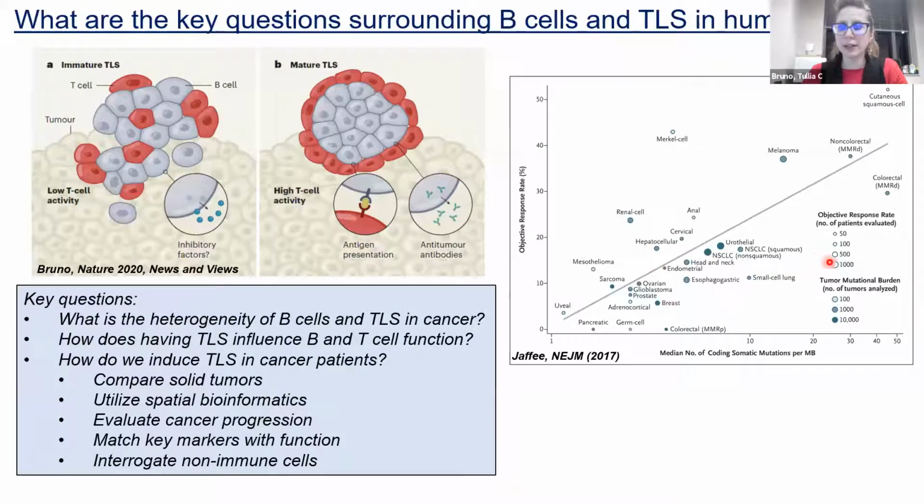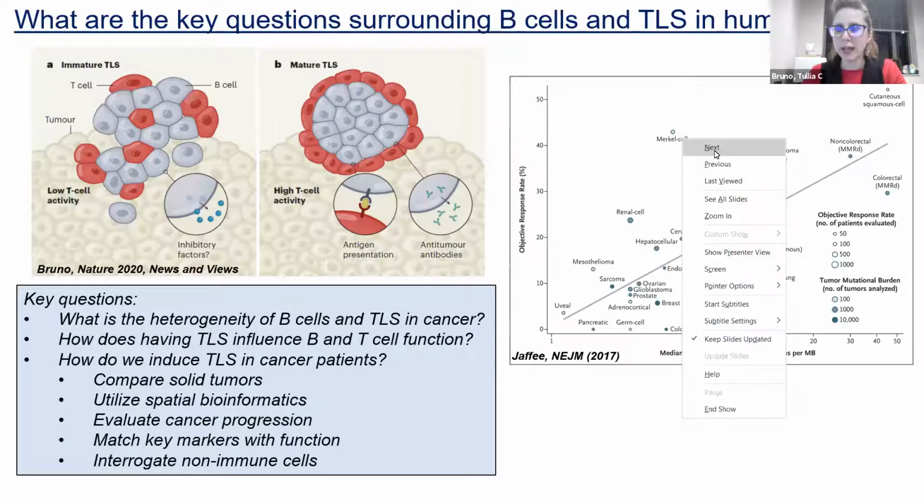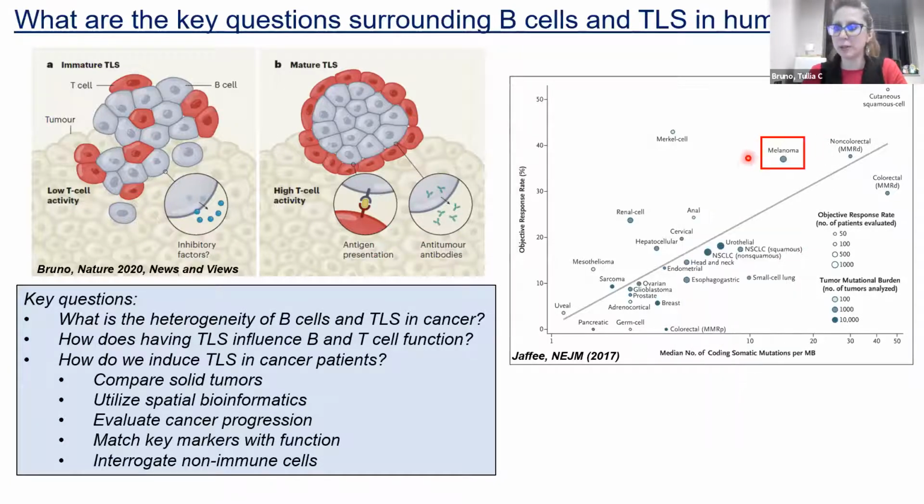And to give you an idea, here is a spectrum of immunotherapeutic response with the number of somatic mutations in different cancers, and we know pretty clearly that if you look at melanoma, these patients have really good responses, and these are canonically what we call hot tumors, and they have quite a few tertiary lymphoid structures. However, what we also know is that these middle tumors, such as head and neck and non-small cell lung cancer, also have a lot of TLS.